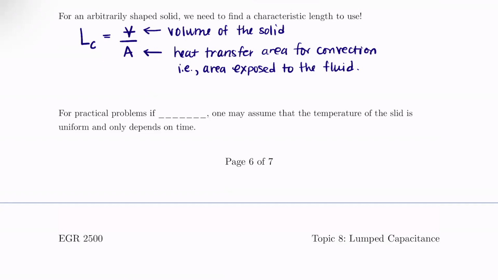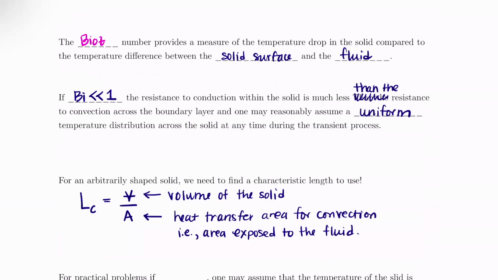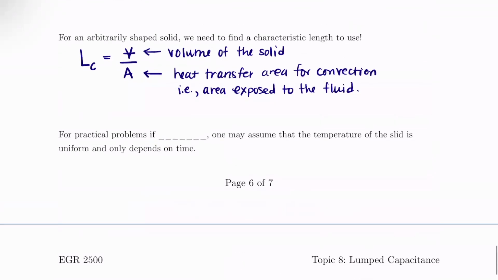Okay, so for practical problems, before I said if the Biot number is much less than 1, then we can use this lumped capacitance method. That's still a little ambiguous. So practically speaking, if the Biot number is less than 0.1, we can assume that the temperature of the solid is uniform and only depends on time. So we can use lumped capacitance.